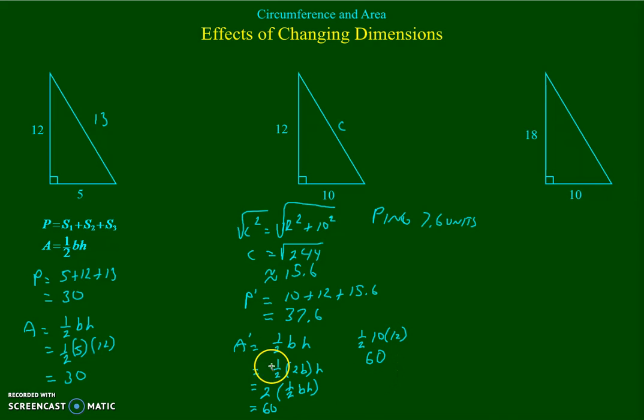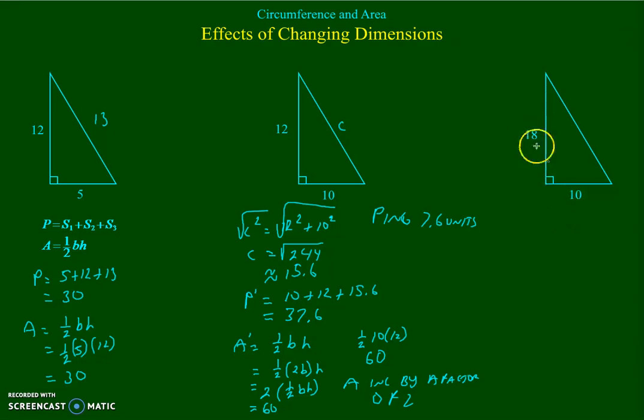So you can find out what happened to area simply by using a factoring process here. And so we would say area increased by a factor of 2.